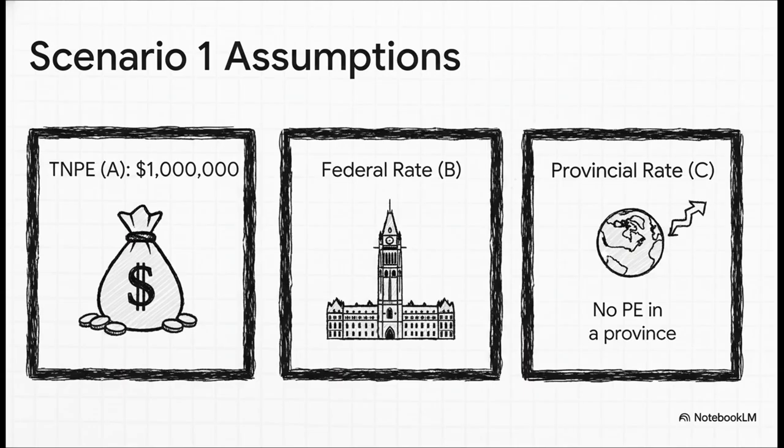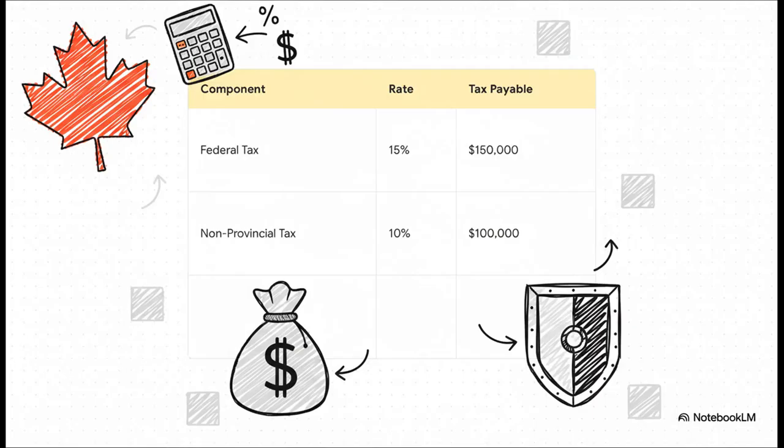Now here's the key for this scenario. Because there's no PE in any province, a special rule kicks in. Variable C gets set at a flat 10%. Simple as that. So let's plug those numbers in. It's actually really straightforward here. We take our $1 million in earnings and we multiply it by the sum of our 2 rates. That's the 15% federal rate plus the special 10% rate for having no provincial establishment.